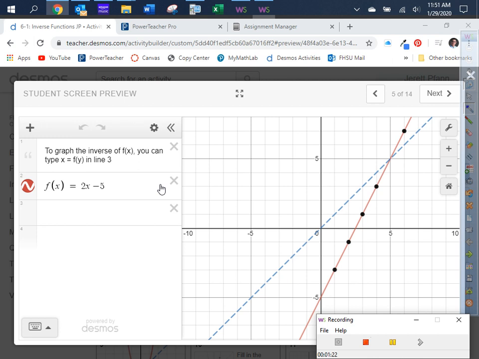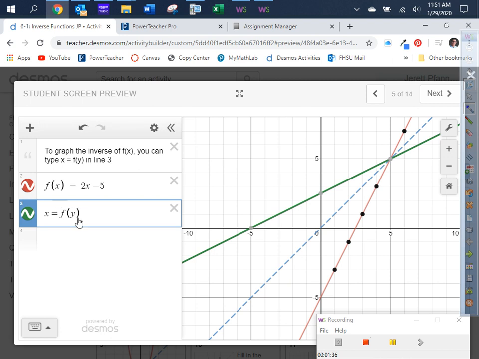Desmos is really cool. They say type x equals f of y in here. So that's all you type. X equals f of y. And look at this cool thing. The inverse shows up in that case because x and y switched places.